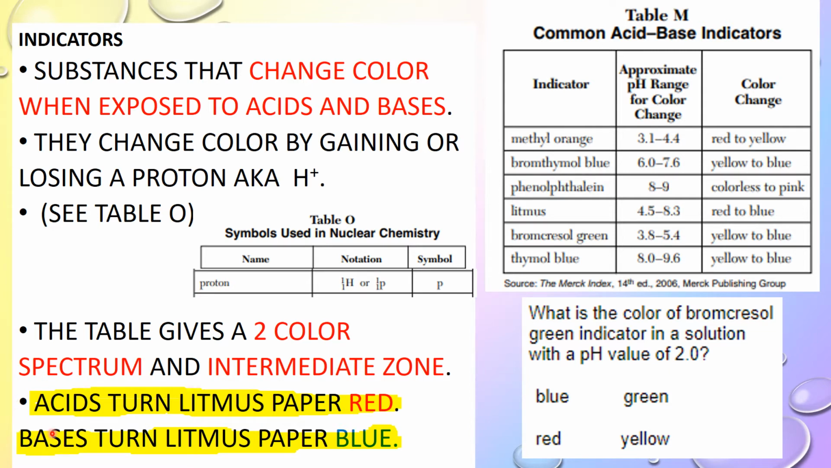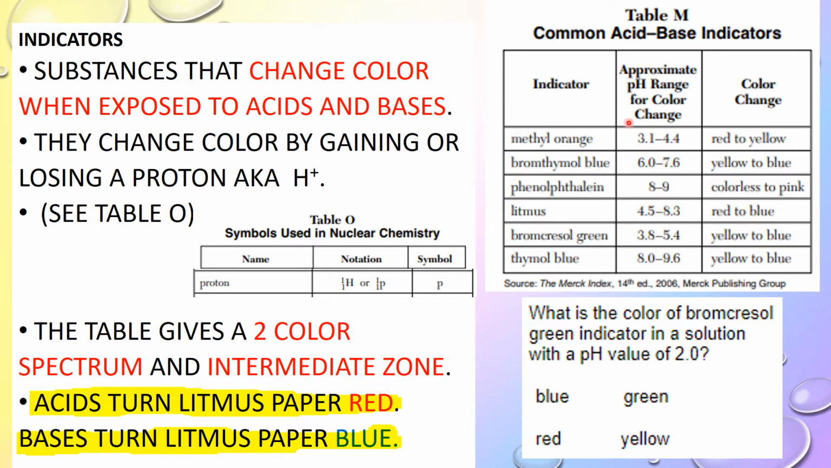It doesn't tell me the pH range, it just tells me whether the solution is acidic or basic, and that's it. It doesn't tell me the actual pH, or give me an idea of where that pH range is. Using something from Table M, you can look at each one of these indicators: methyl orange, bromothymol blue, phenolphthalein, litmus, like litmus paper, bromocresol green, and thymol blue. These are all different indicators that you can use. These are the approximate ranges when they are going to change.